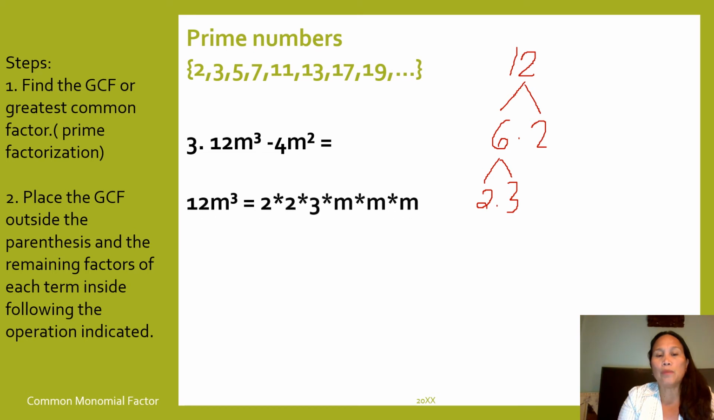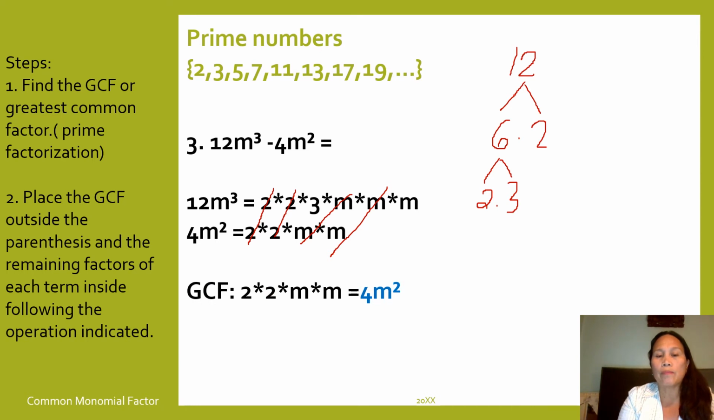The prime factors now of 12 are 2 times 2 times 3, and then m cubed is m times m times m. And for 4m squared, we have 2 times 2 times m times m. So, look for the common factors. We have one set of 2, another set of 2, one set of m, another set of m. So, we're just going to multiply all these numbers that are common to them. So, that is 2 times 2 times m, and that is 4m squared, the GCF, or the greatest common factor.